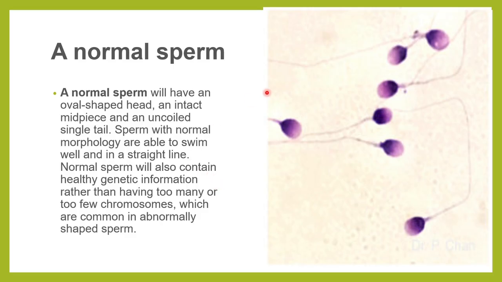So a normal sperm, what you will see, it will have an oval head and it will have an intact midpiece and a tail which is uncoiled. A normal sperm will have healthy genetic information. That means it will have an adequate number of chromosomes, neither more nor less. When these adequate chromosomes are not there, that is when the morphology of the sperm changes.